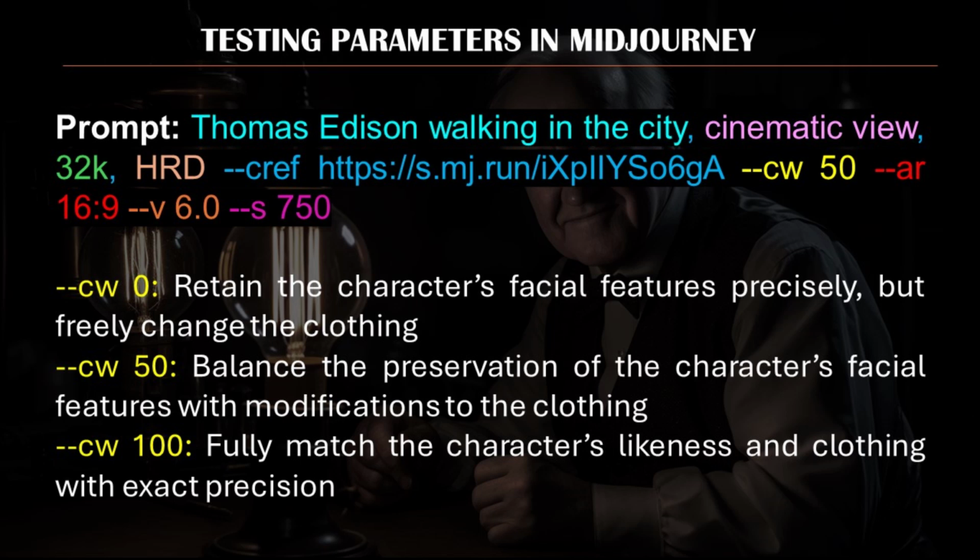Thomas Edison walking in the city, cinematic view, 32K HRD. In the context of MidJourney, the 32K parameter refers to the image resolution. Specifically, it indicates a high-resolution output of 32,000 pixels in width or height, depending on the aspect ratio. This parameter is used to generate extremely detailed and high-quality images, suitable for large-scale prints or displays where fine details are crucial.